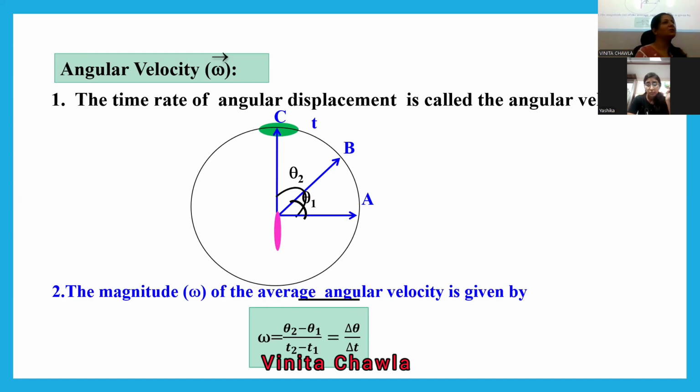अच्छा, angular velocity constant होती है या फिर change होती है? Are you sure? Angular velocity constant होती है uniform circular motion में. Because the object moves with constant speed, it covers equal angular displacement in equal intervals of time, and therefore angular velocity is constant in case of uniform circular motion.